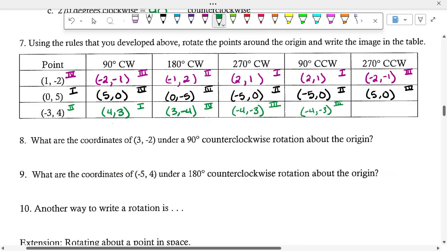Micah, last one. 270 degrees counterclockwise is the same thing as what degree clockwise? 90. So what do we get for 90 degrees clockwise? If 270 degrees counterclockwise is the same thing as 90 degrees clockwise, that means the point is the same. So what point did we get? 4, 3. Good.